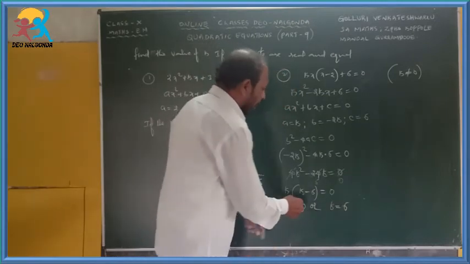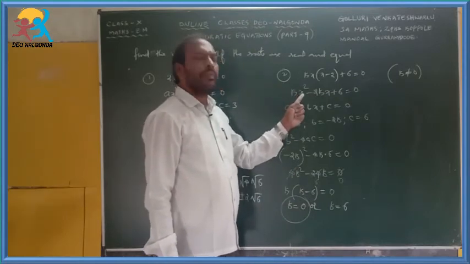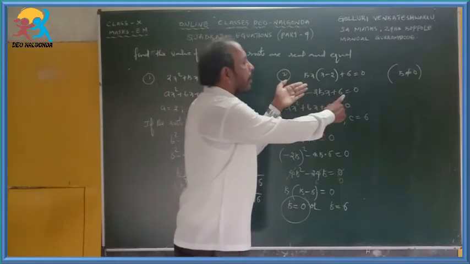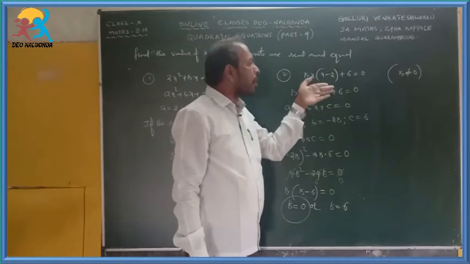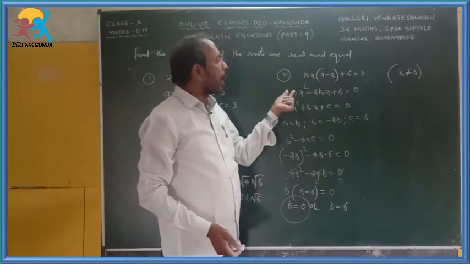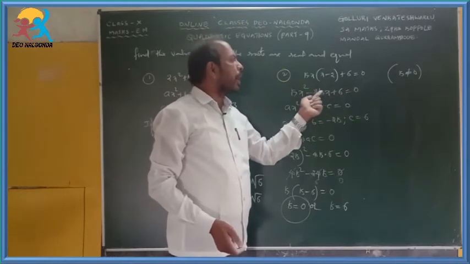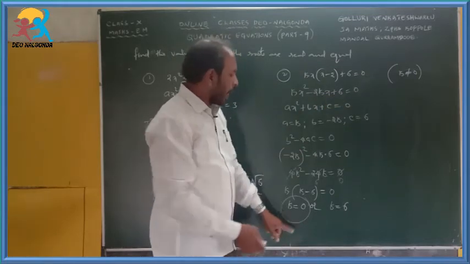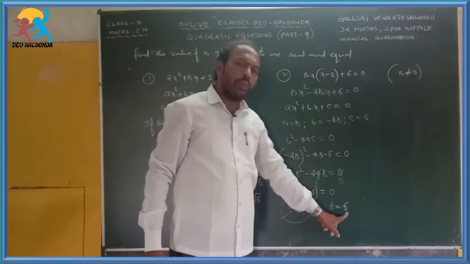If the value of k equal to 0, look, k into something is 0, so if k equal to 0 then it becomes a linear equation. K value 0 means k into something is 0, 0 into something 0, and 6 is equal to 0. It is highly impossible. So if k equal to 0, it is not a quadratic equation, it becomes meaningless. That's why k should not be equal to 0. Then the k value is equal to 6.